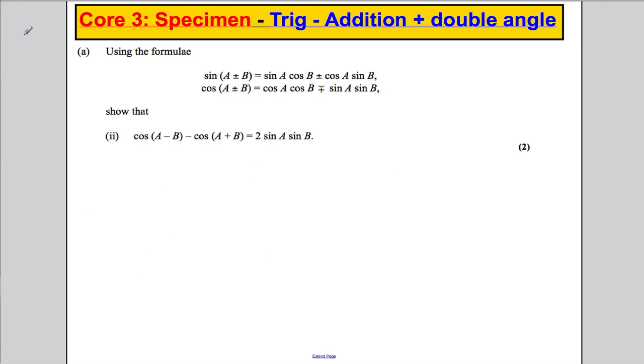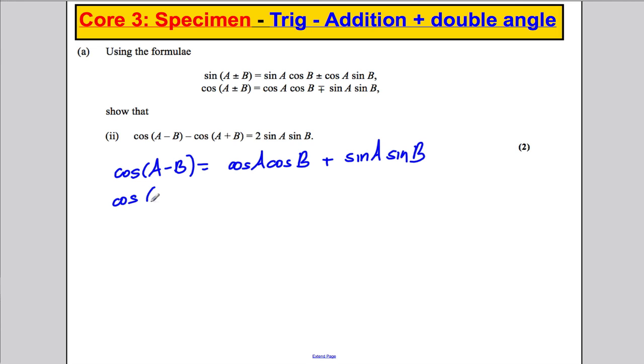Next, show the following. Okay, exactly the same thing we're going to do here. So I'm going to write out what cos A subtract B is. Cos A subtract B using the above formula must be cos A cos B plus sine A sine B. Cos A plus B must be equal to cos A cos B subtract sine A sine B.